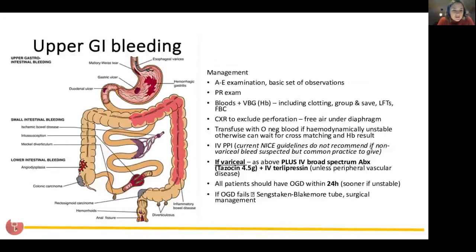And then moving down into the small bowel, you can get bleeding from ischemic bowel disease, which is usually in patients with peripheral vascular disease or a history of stroke, or history of MIs, acute coronary syndrome, etc. You can get it from intussusception or Meckel's diverticulum.